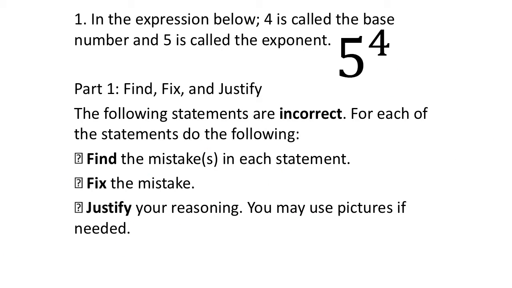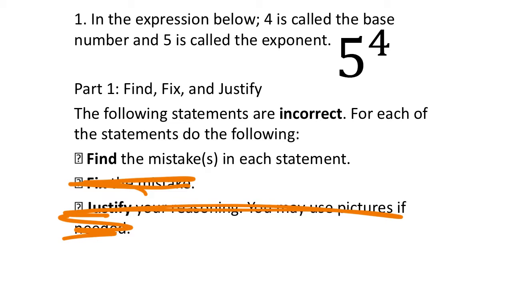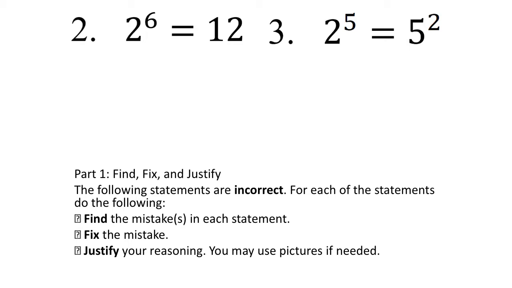So to get us started off though, we're going to look at some examples that we need to find, fix, and justify. Actually, we're only going to focus on finding the mistake, not so much fixing and justifying. The way we may do that in the process anyways. So in these first couple examples, like this first one here, it's 2 to the power of 6 equals 12. This is a common mistake. This one's more common than the rest of them that we'll see.